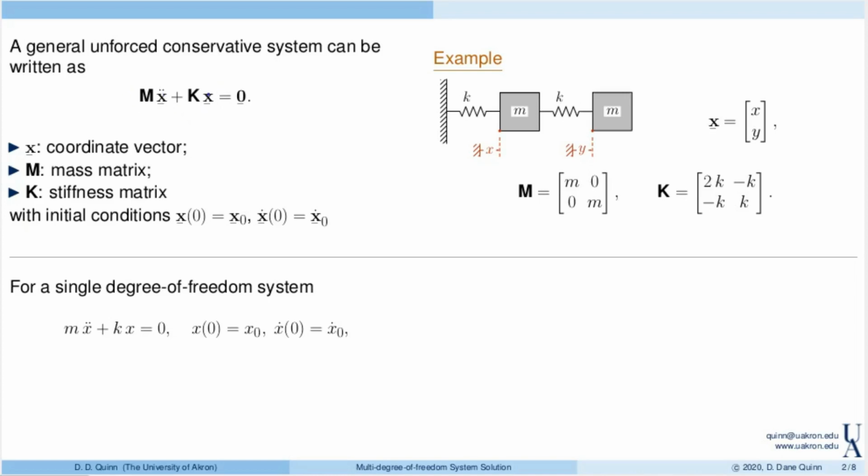What we're considering is a general unforced conservative system. So this is a system without damping, and it can be written in the following form. We have M, which is a mass matrix, times x double dot. Here x is not a single coordinate but a coordinate vector, so it represents, for example in this example, the x and y together as a vector, x being the displacement of the first mass and y being the displacement of the second mass, plus k, which is the stiffness matrix, times x equals 0.